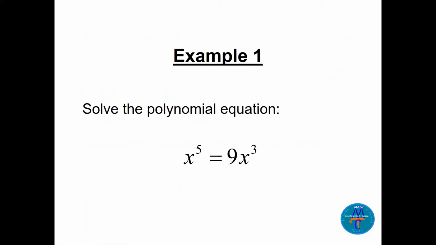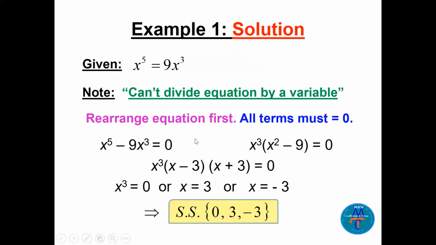Let's see, example 1. This is a polynomial equation of degree 5. X power 5 is equal to 9x cubed. Now, many students I have seen, they divide by x cubed, which is wrong. Why wrong? Because we are losing solutions here. If you divide by x cubed, you get only x squared is equal to 9. Although we have x to the power 5, so that means there are 5 solutions. Some of them might be repeated.